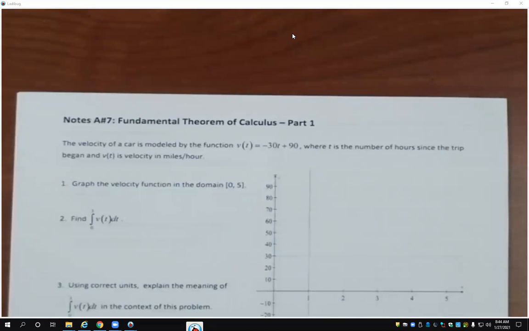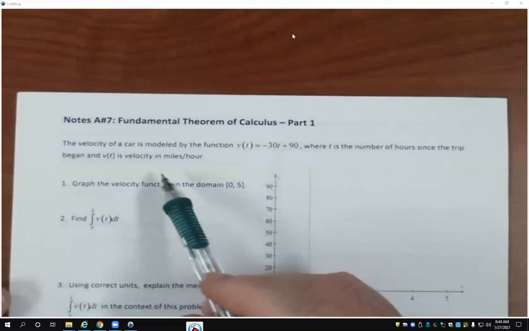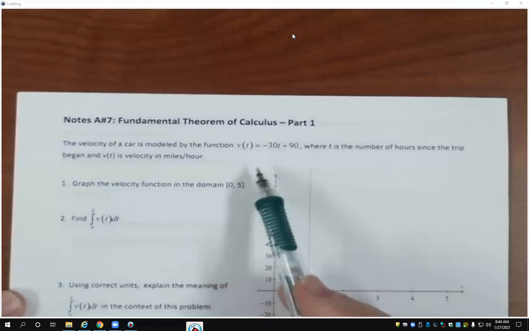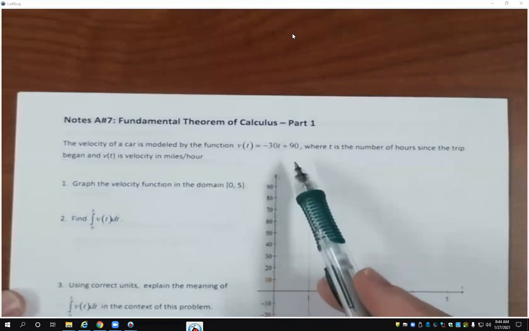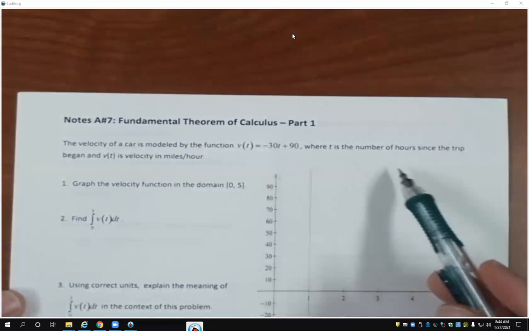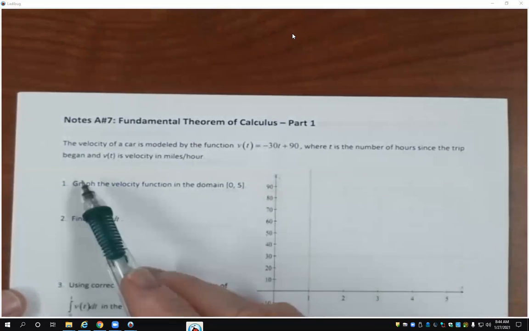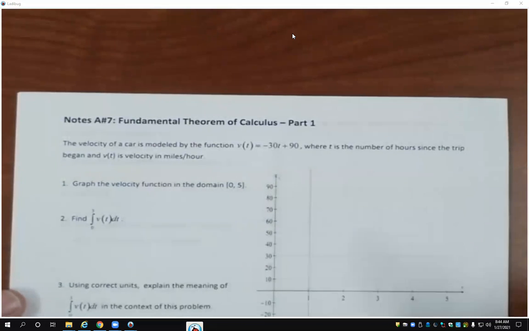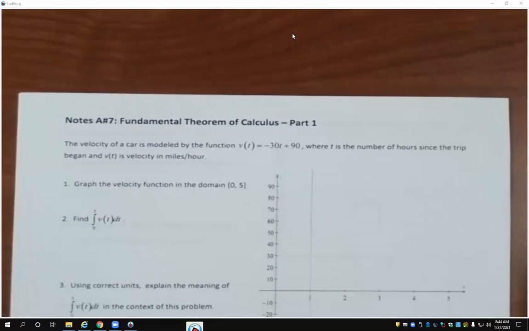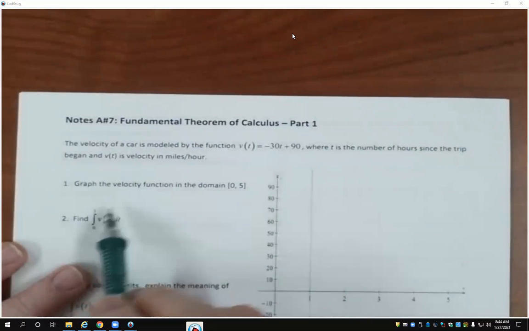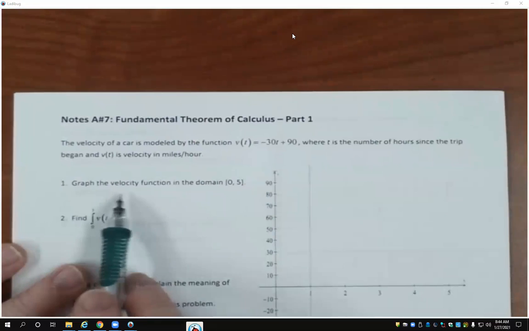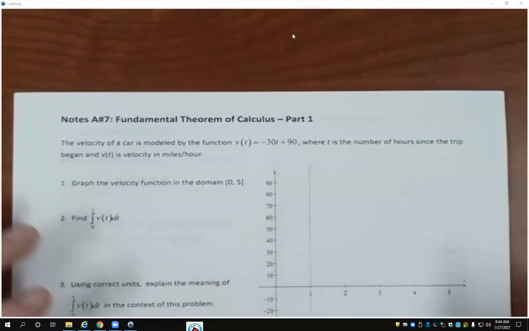All right, so first of all, the velocity of a car is modeled by the function v of t equals -30t plus 90, where t is the number of hours since the trip began, and v of t is the velocity in miles per hour. Question 1 says, graph this function in the domain 0 to 5.